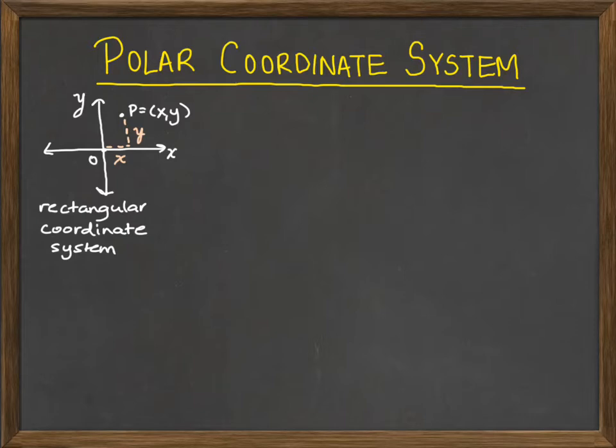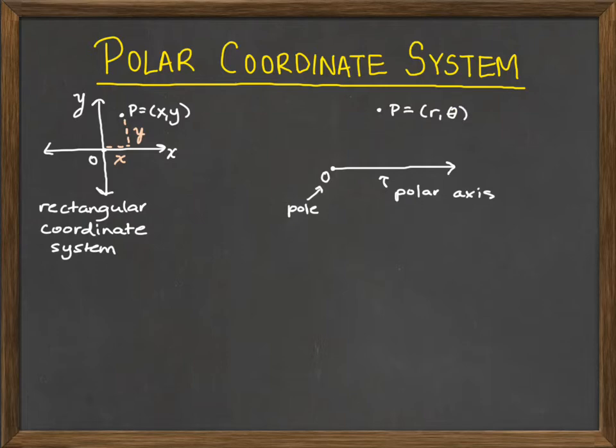Now, when we talk about polar coordinates, it's a little bit different. We start with a pole, which we still consider the origin. We'll call it a pole. And then we extend from this pole a horizontal line, usually to the right, and we call this the polar axis. And so given any point in a polar coordinate system, we can write it in terms of r and theta.